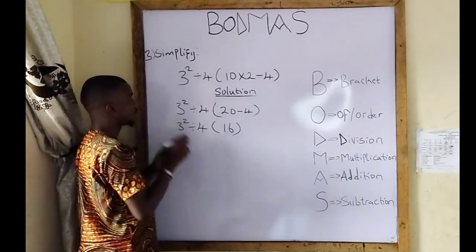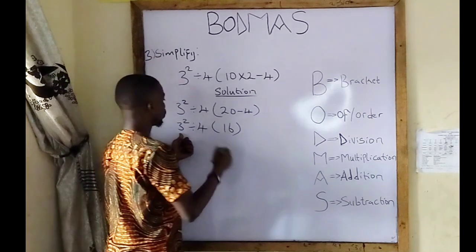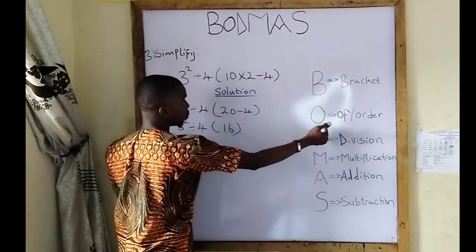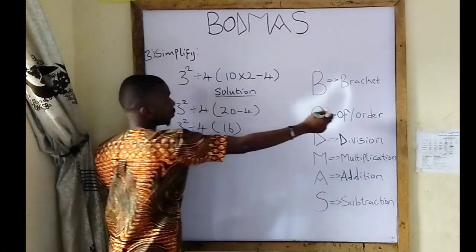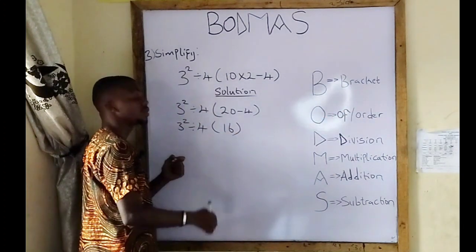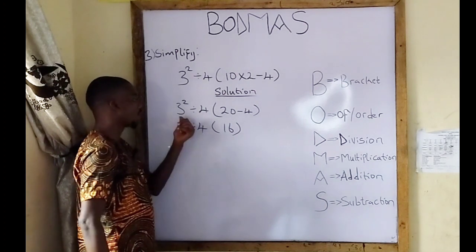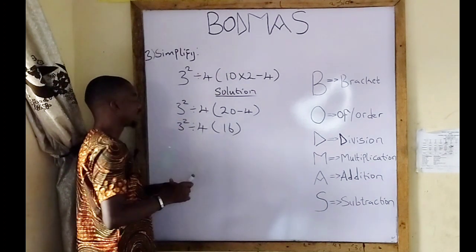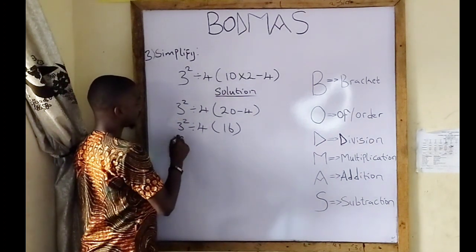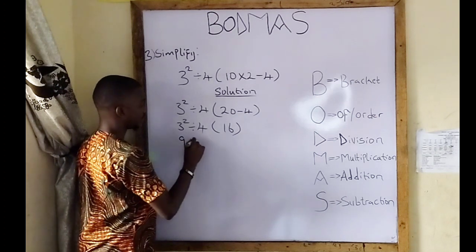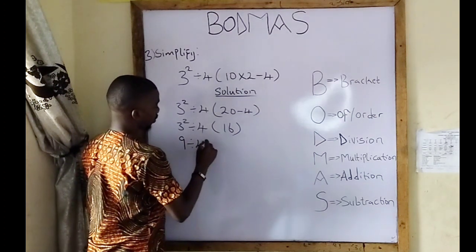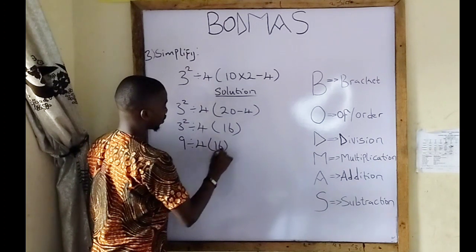This is what we'll solve first, because the next in the order is O, which I told you stands for off, or order, which is exponential or power. Now this is an exponential, a power here. So 3 raised to the power of 2 is 9. Okay, so we have 9 divided by 4, bracket open, bracket close, 16.